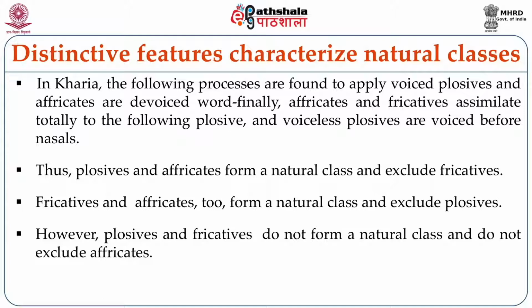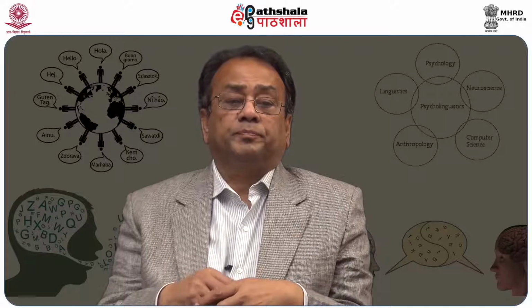Now, Khadiya also has the following phonological processes relating to these obstruents. In Khadiya, we find that voiced plosives and affricates are devoiced word finally. So voiced plosives and affricates are never voiced in the word final position. Affricates and fricatives assimilate totally to the following plosive. So if it's a fricative, it becomes like the following plosive. And then plosives are always voiced before nasals. So if it's a voiceless plosive, it becomes voiced before nasals.